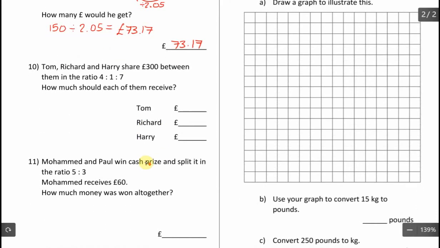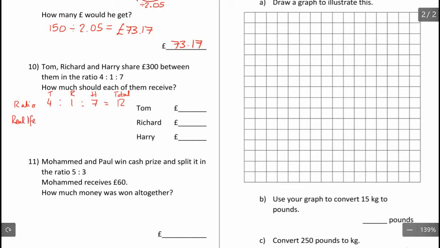Tom, Richard and Harry share £300 between them in the ratio 4 to 1 to 7. How much should each of them receive? So the best method I think for these is to do a kind of ratio row where we've got each of the parts of the ratio, and then a total at the end, and that would give us 12. There are 12 parts in total. So that's Tom, Richard and Harry. And then a sort of real life row.